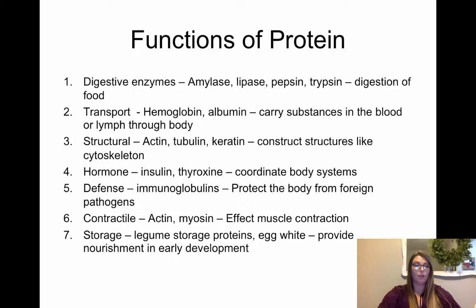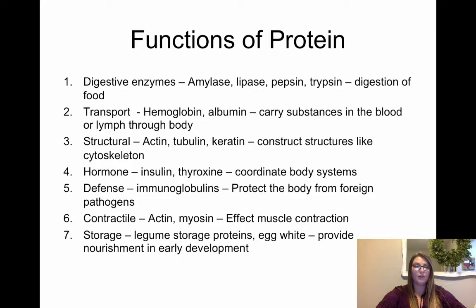So we also have proteins that help in transport. Probably the most common one we can think of is hemoglobin. That hemoglobin has albumin on it, and that helps the hemoglobin to carry oxygen throughout the blood and to carry lymph throughout the body. We also have proteins that help in structure. So we have actin, tubulin, keratin, and these make up the structure like the cytoskeleton. Proteins also play a big role in hormones, insulin, thyroxine, so these help coordinate our different body systems.